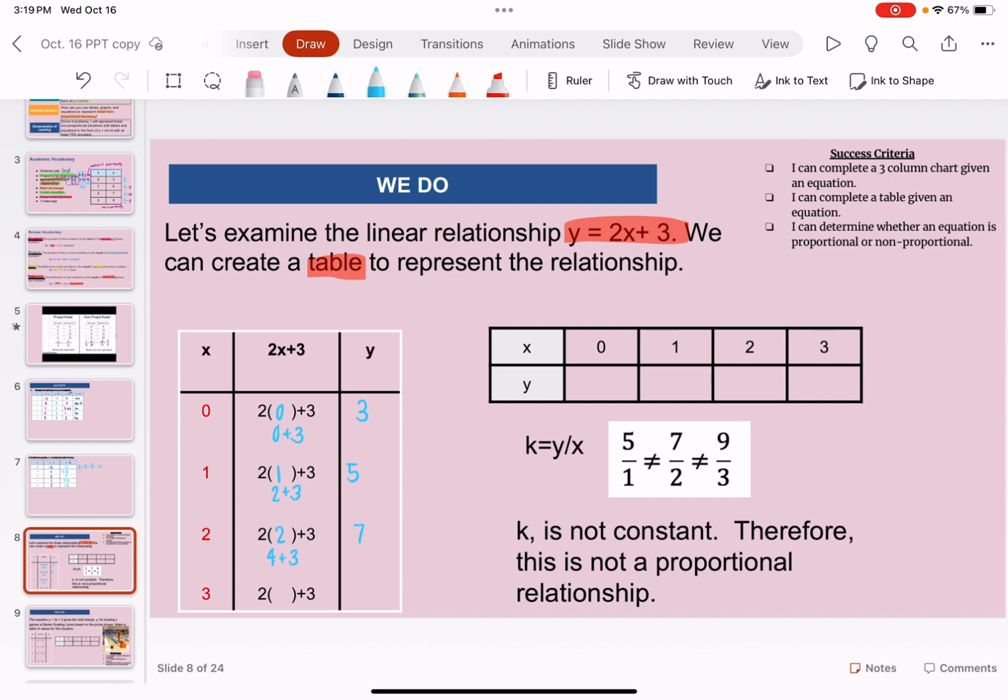And lastly, when x is 3, we're multiplying 2 times 3, which is 6. 6 plus 3, which is 9.